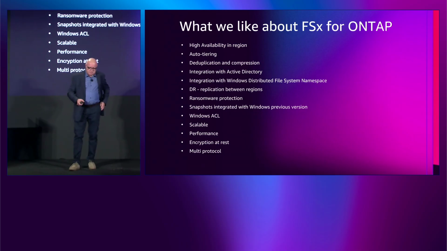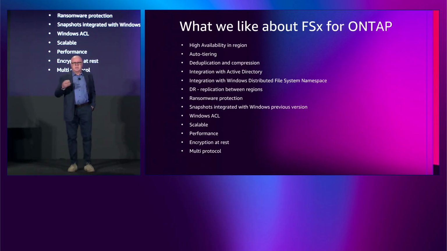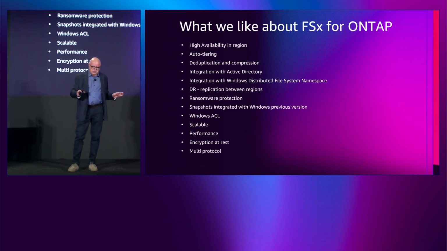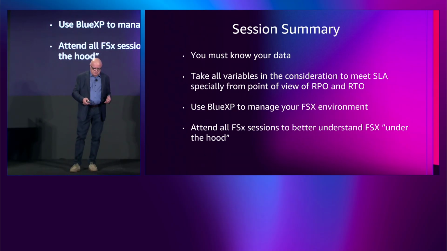And what we like about FSx for ONTAP: high availability in the region, AZ1 and AZ2, and we don't have to worry about anything. Auto-tiering, deduplication and compression, integration with Windows DFSN, DR between the regions. It's very, very good. Ransomware protection, snapshots integrated with Windows Previous Versions, Windows ACL, scalable performance, encrypted at rest, and multi-protocol.